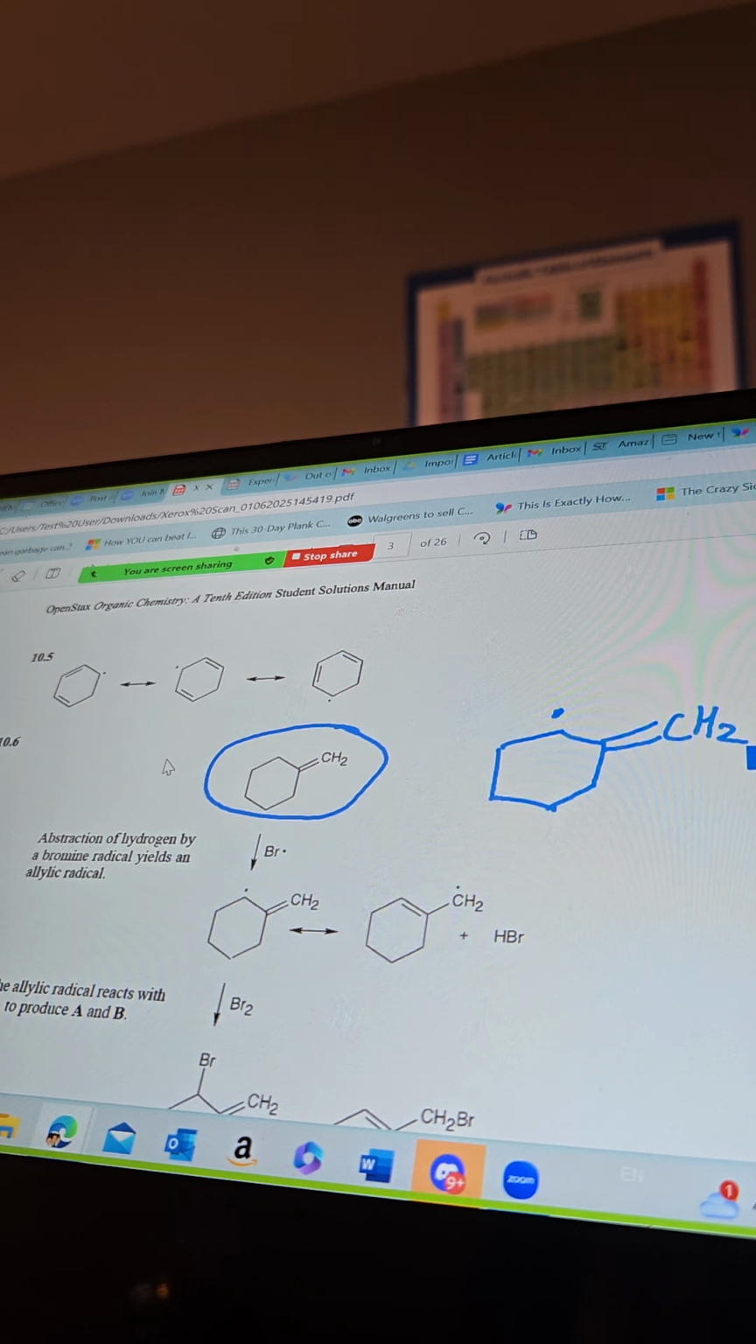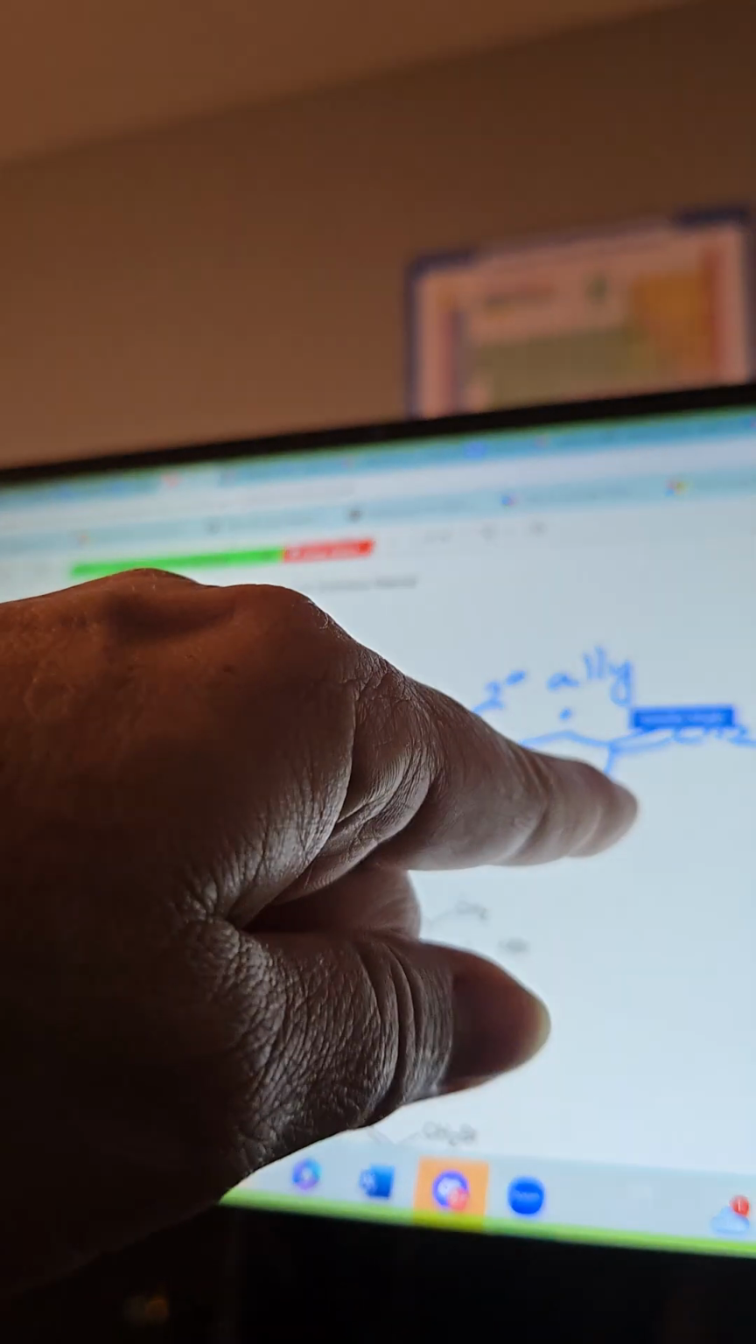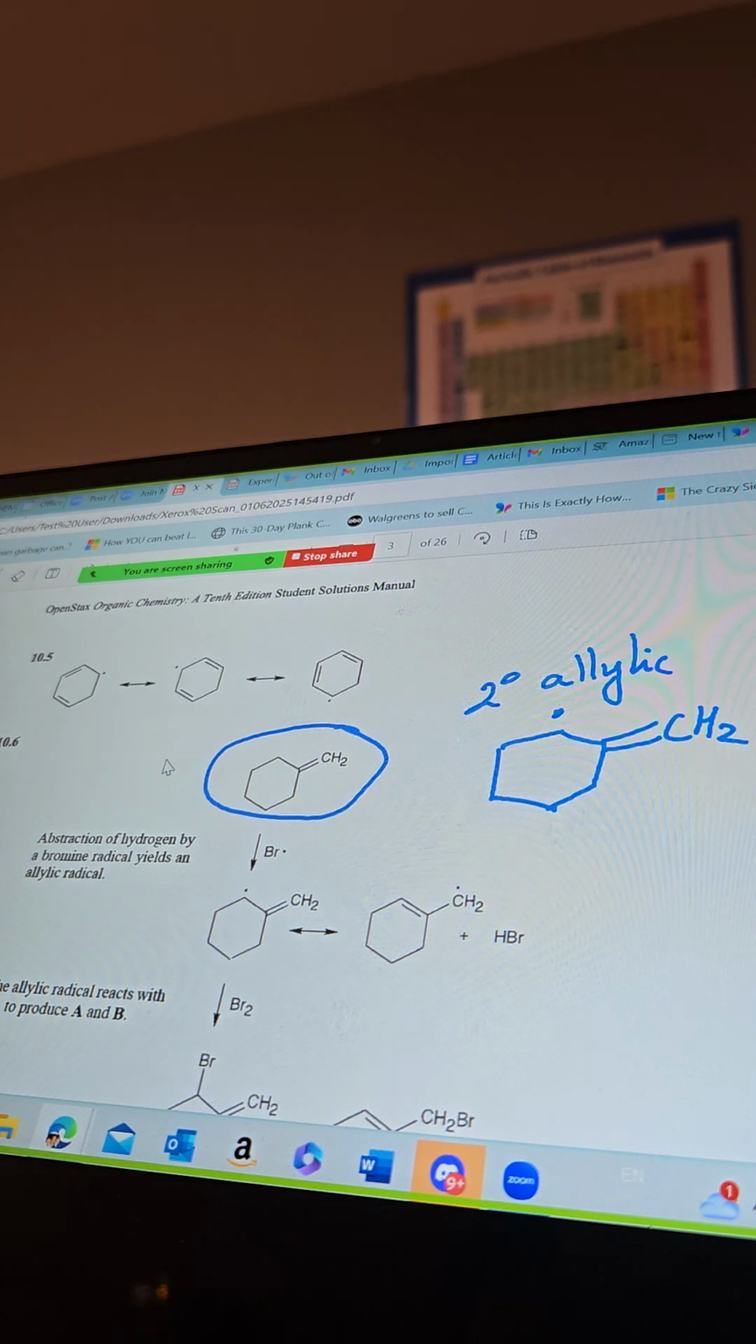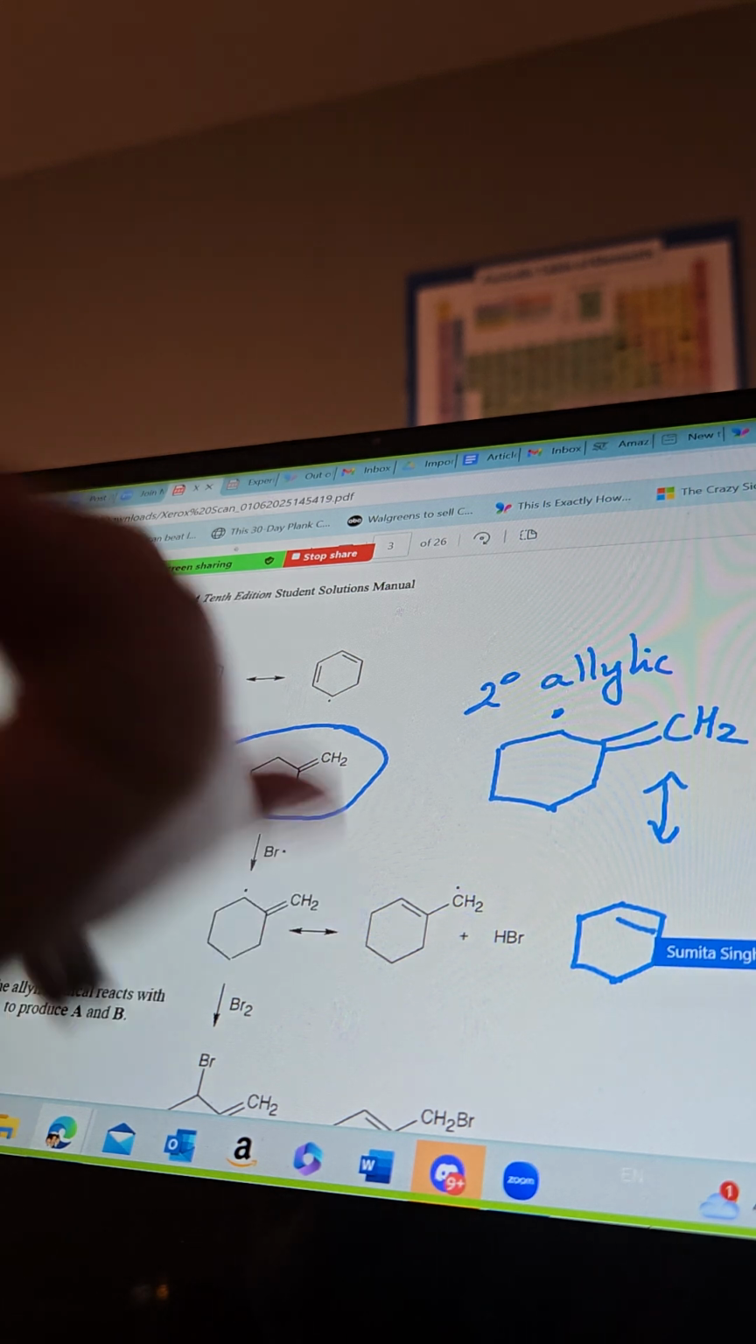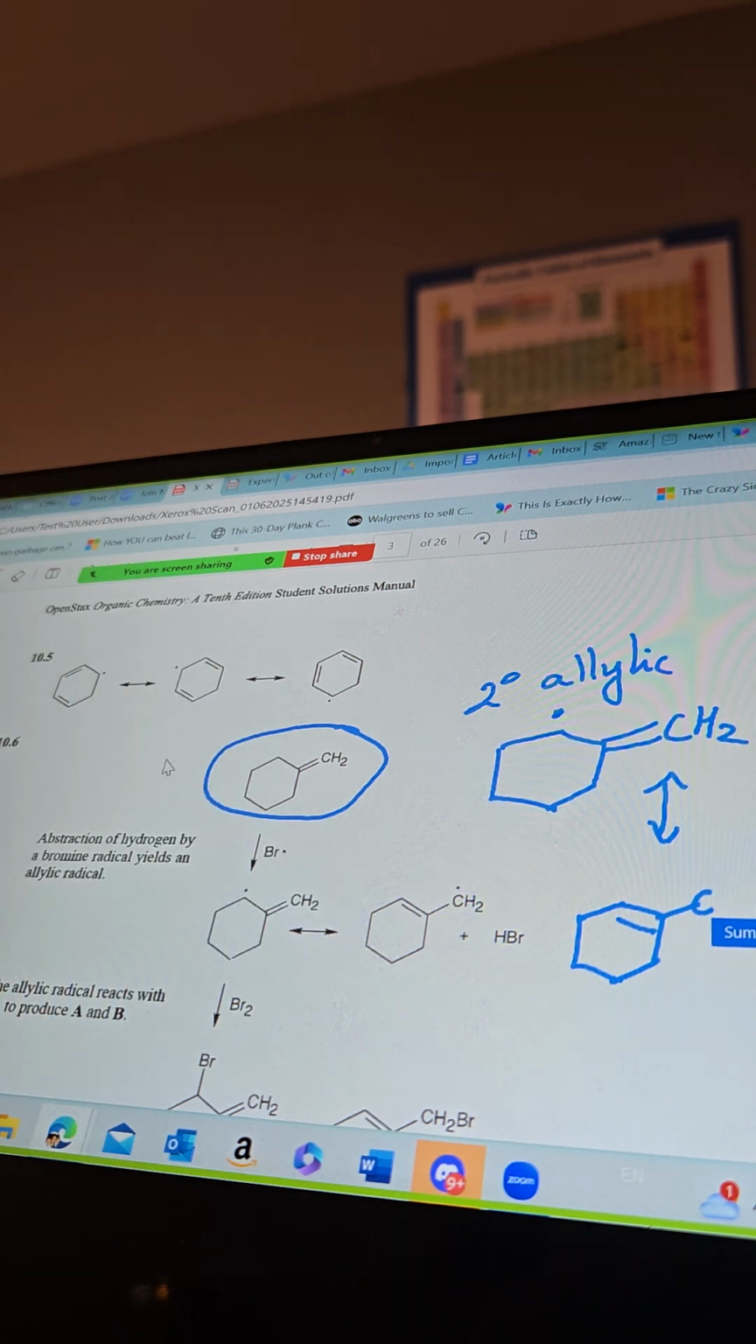Because it's allylic. Exactly. And it's a secondary, well, they're all secondary, but that's secondary allylic. And allylic, exactly. It's the same thing if you put it on the other side, of course. Symmetric. Got it. But this can undergo resonance because it's allylic. So if it undergoes resonance, what's the resonance structure? The resonance structure is this.